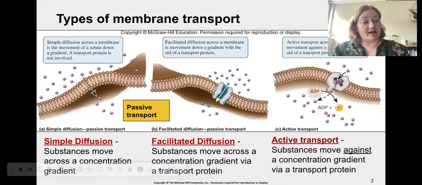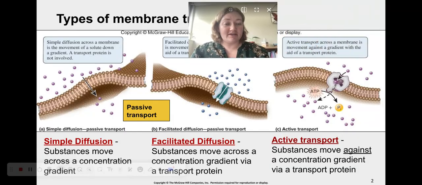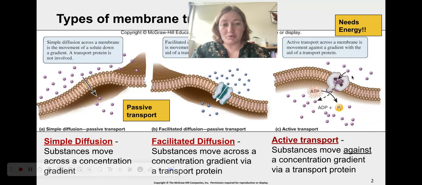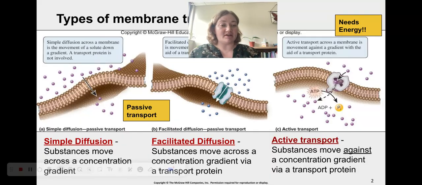We're also going to talk about active transport. Right? So active transport actually requires energy, and requires energy in that it's going against the gradient. Molecules don't like to go against the gradient, and so when they need to go against the gradient, they're going to require energy to do so.